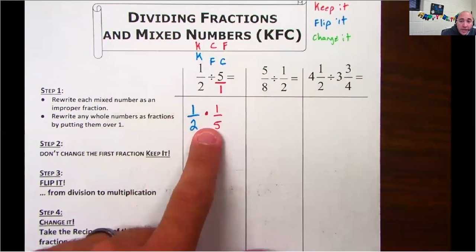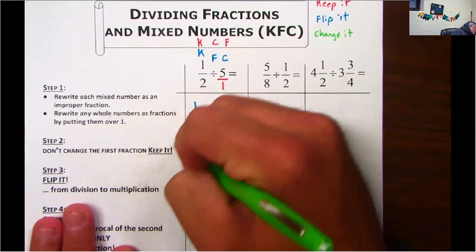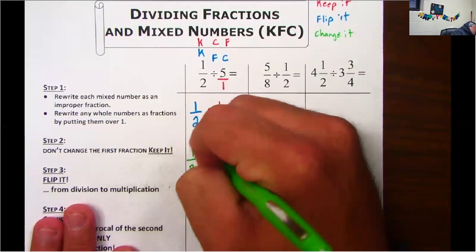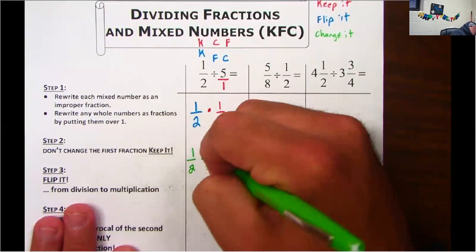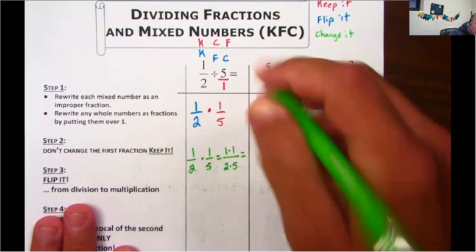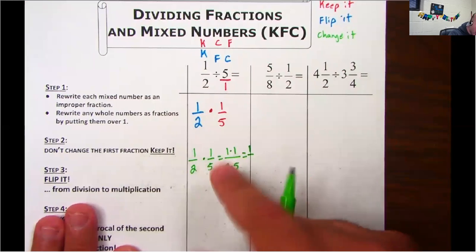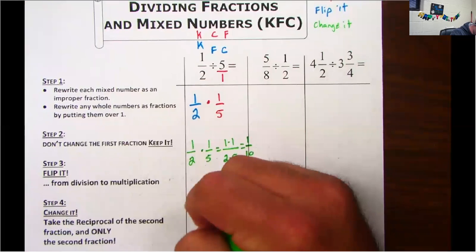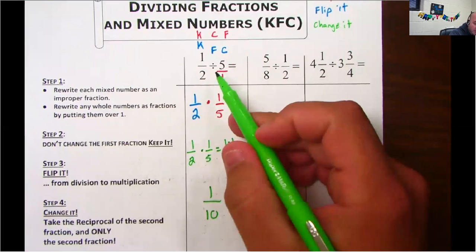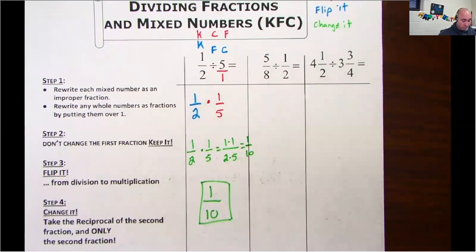Well, guess what, guys? This is now a multiplication problem like what we did yesterday. So let's check it out. 1/2 times 1/5. When you're multiplying, you go straight across, so that's 1 times 1 over 2 times 5. Well, guys, what's 1 times 1? Well, that is 1. What is 2 times 5? 10. That's your answer. 1/2 divided by 5 is 1/10. Done. All right, let's try the next one.